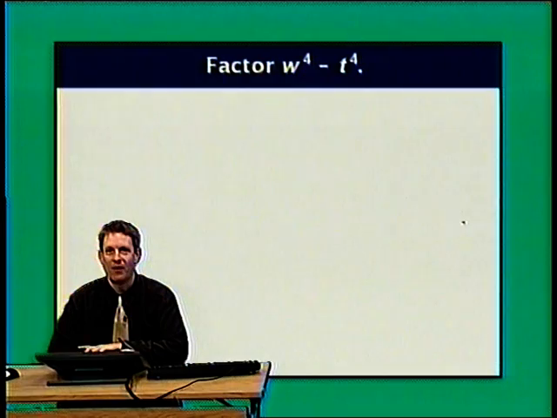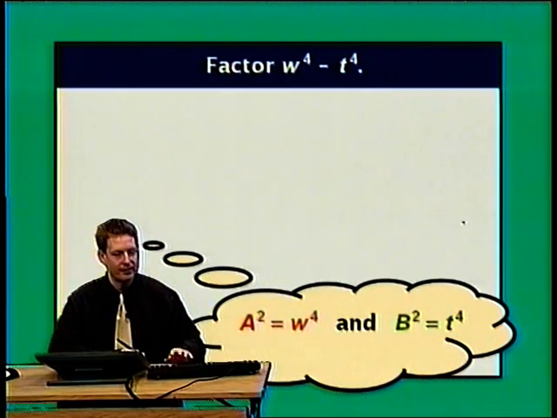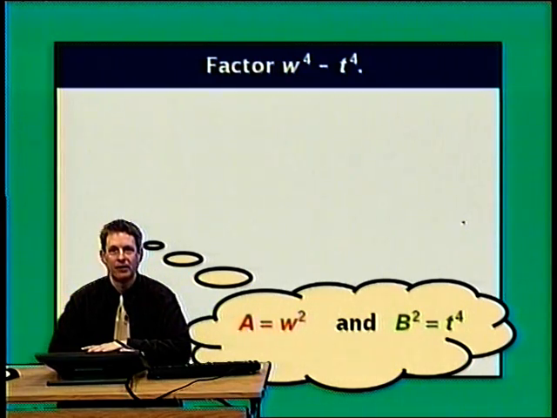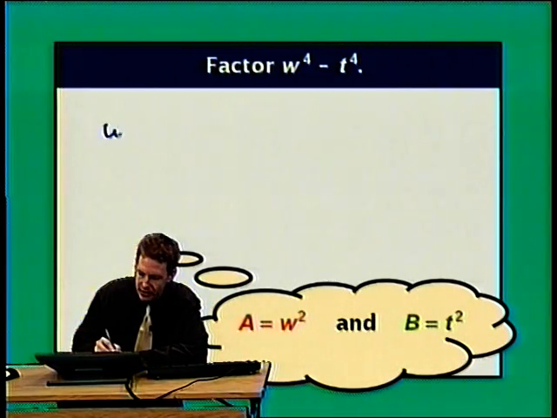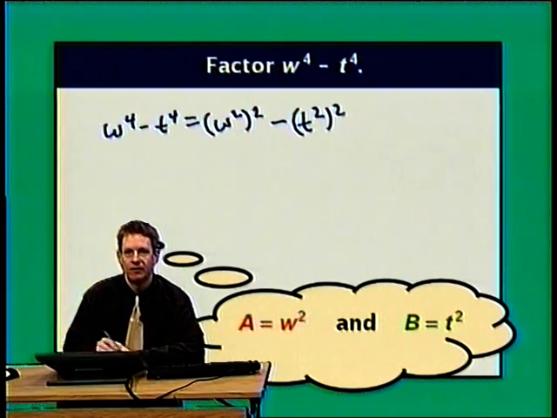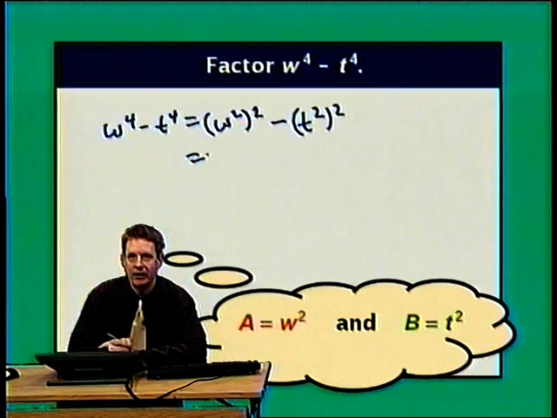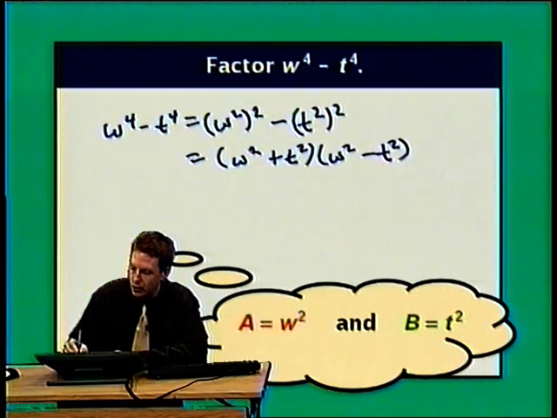Let's look at w to the fourth minus t to the fourth. What do I square that gives me w to the fourth? That would be w squared. What do I square that gives me t to the fourth? That would be t squared. So I can rewrite w to the fourth minus t to the fourth as w squared squared minus t squared squared. Difference of squares. Factors into a product of conjugates: w squared plus t squared times w squared minus t squared.